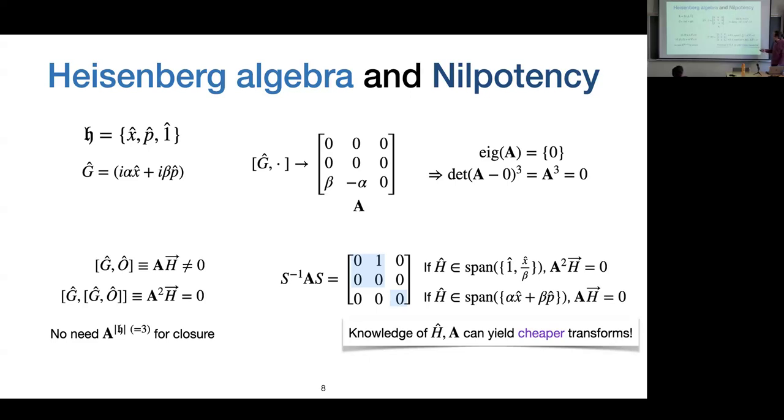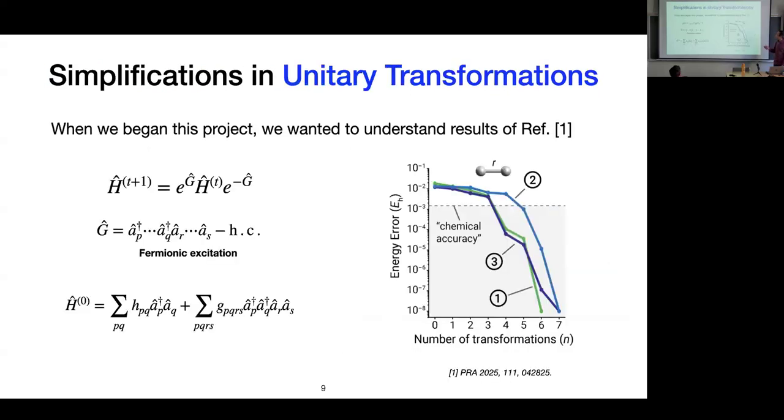So the point I'm trying to make here is the knowledge of both the operator which is being transformed and the adjoint representation itself can yield you cheaper transforms. In the case of Lie algebras, it's not a big deal. The Lie algebras are usually small. You can do transforms exactly. So let's look at another example, which we saw recently.